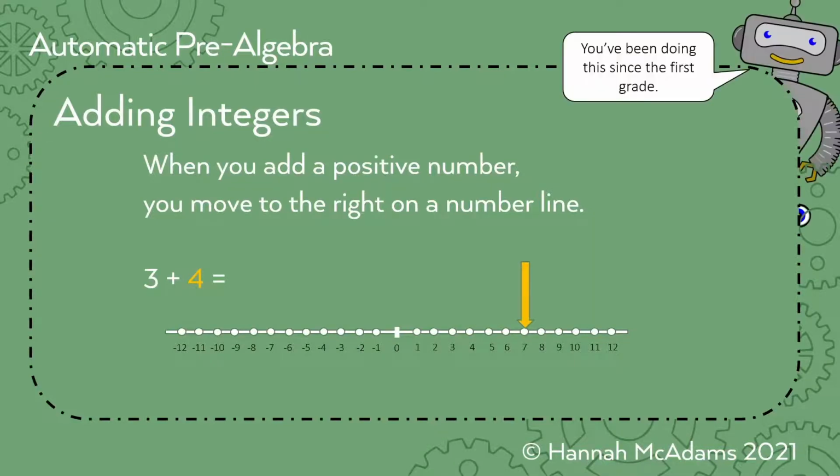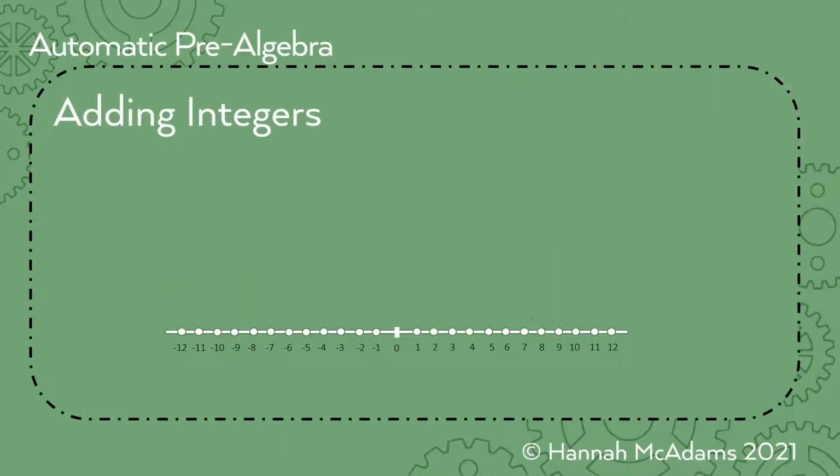Now, does this look familiar? Yes. You've been doing this since the first grade, so this is super easy. If you're adding a positive number plus a positive number, then you move to the right on the number line. When you add a positive number, you go to the right. So what do you want to guess?